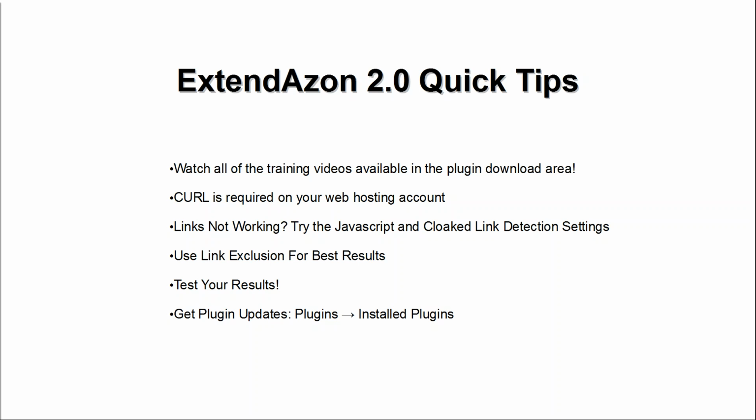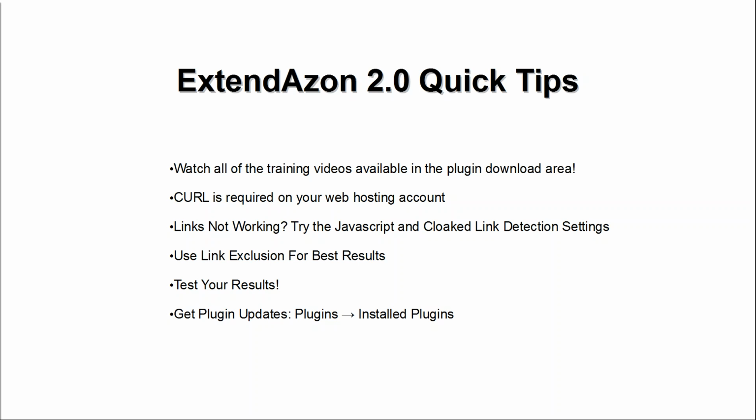Now, just in case you're having any issues with getting this plugin running, if it just doesn't seem to be working at all, one thing that is worth checking out is something called cURL. This is something that is required to be activated on your web hosting account in order for ExtendAzon to work. Most hosting accounts have this activated by default, but a small number of them seem to have it deactivated. However, if you simply send your web host an email and ask them to enable this for you, that's typically all it takes, and they can perform that change rather quickly.